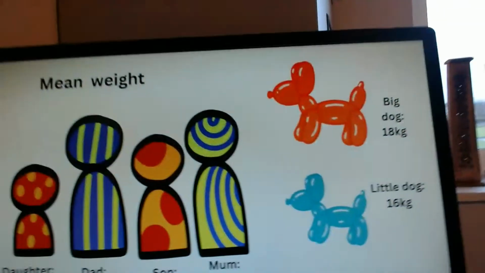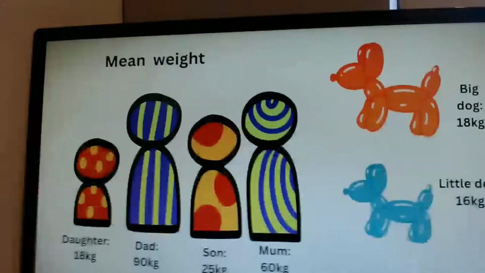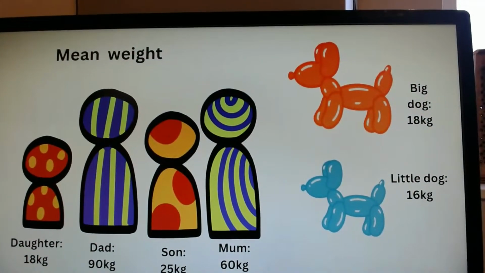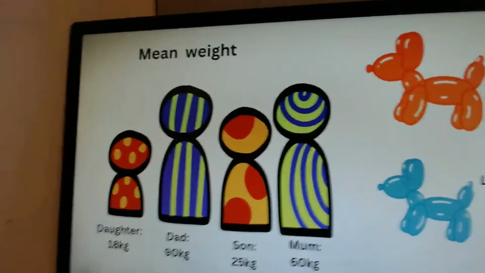Okay, this is a question from a little while ago that I used with a group, but it works really well. Unfortunately, we've only got one of these dogs now. It's about my family. It's about my husband, me, my son, and my daughter, and at the time, our 2 dogs, and our weights. So what I'd like you to have a go at, and you'll probably need a calculator for this, is to find the mean weight of our family using these values here.